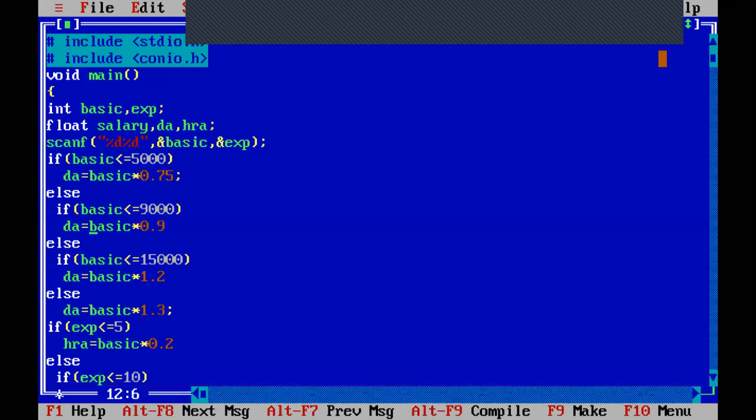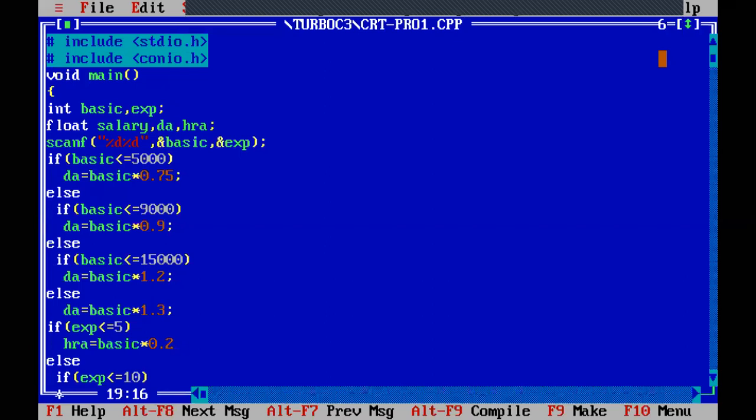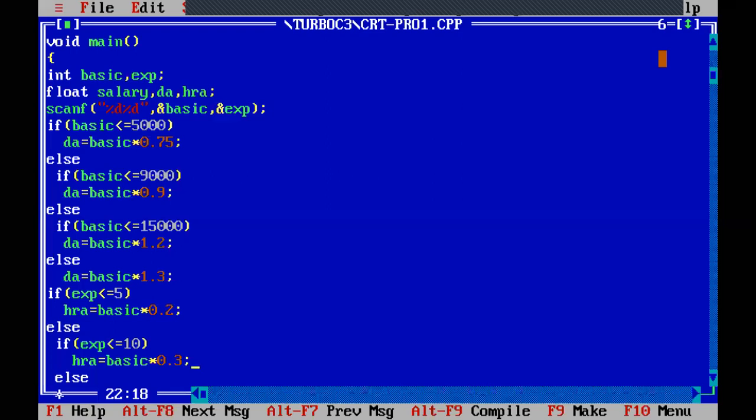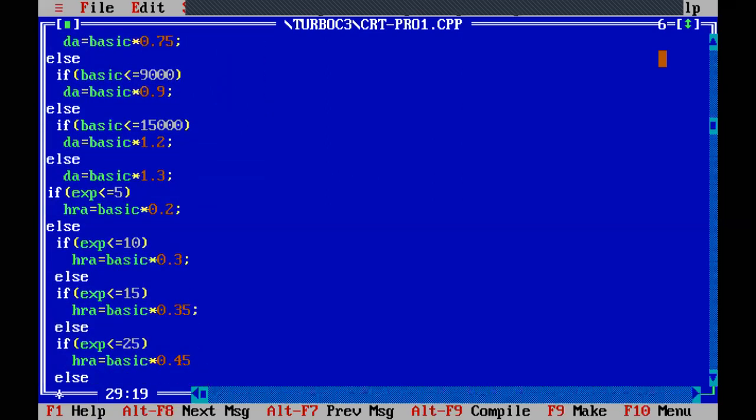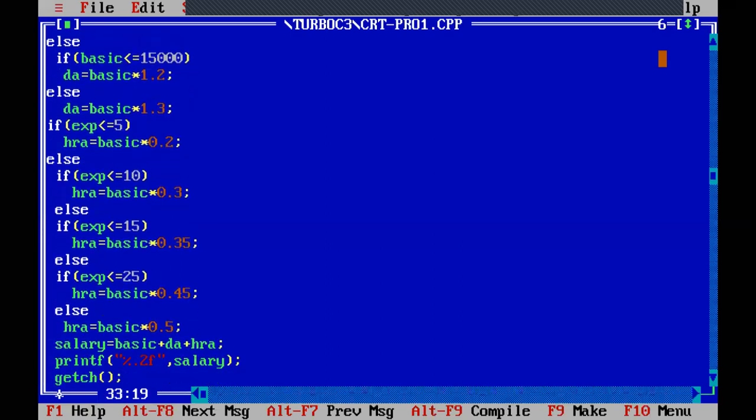If needed, I will put it, otherwise no need. We have to read basic and experience. Suppose 6,700 in the first line, and the second line is 12 years of experience. So we get 15,075. This is the way to calculate the salary from basic, DA and HRA. Based on that, we will get the value.